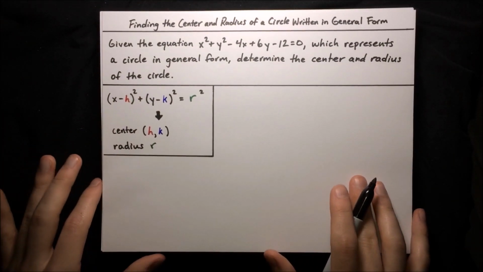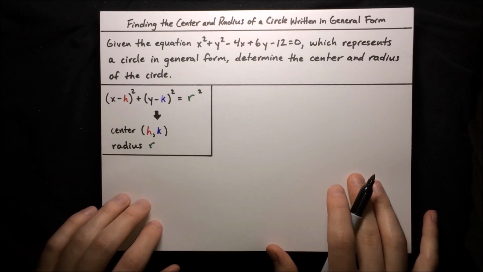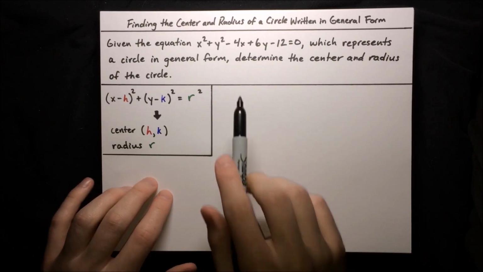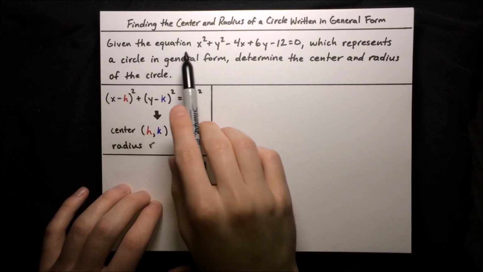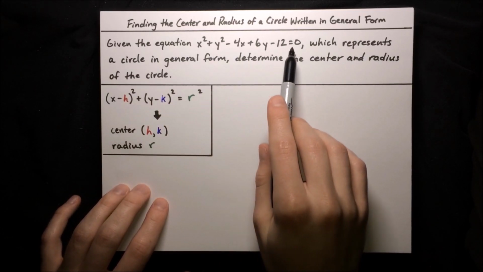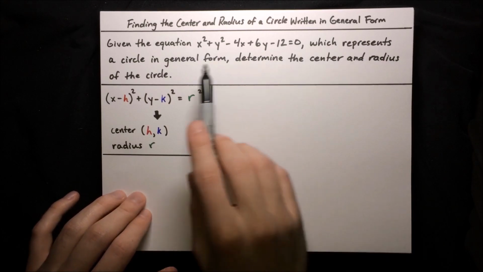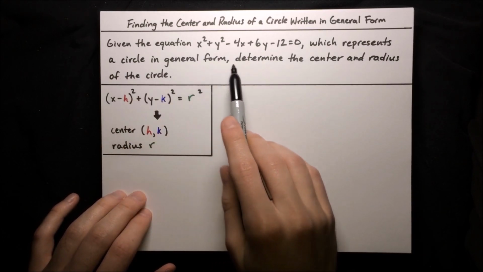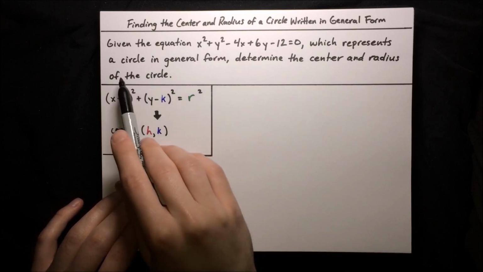Okay, so now that we've seen how to convert into general form, let's see how to convert out of general form. So given this equation, x squared plus y squared minus 4x plus 6y minus 12 equals 0, and that represents a circle in general form. And we want to determine the center and the radius of the circle.